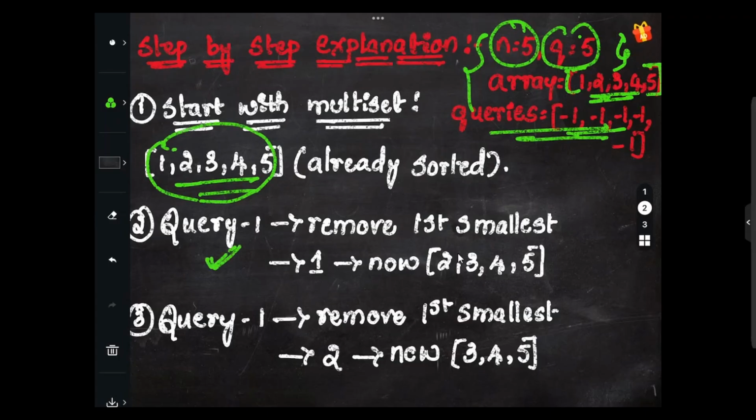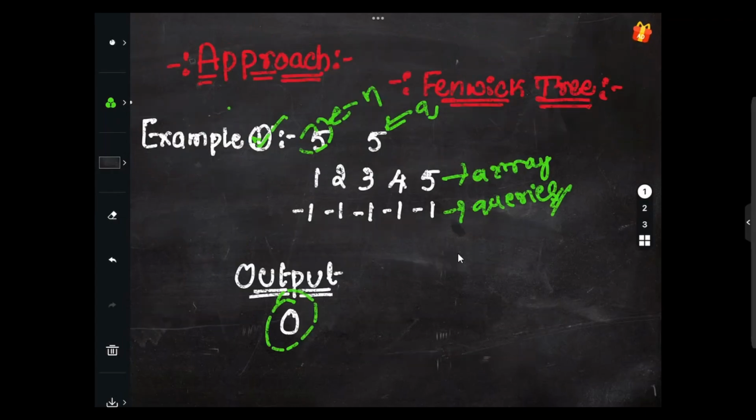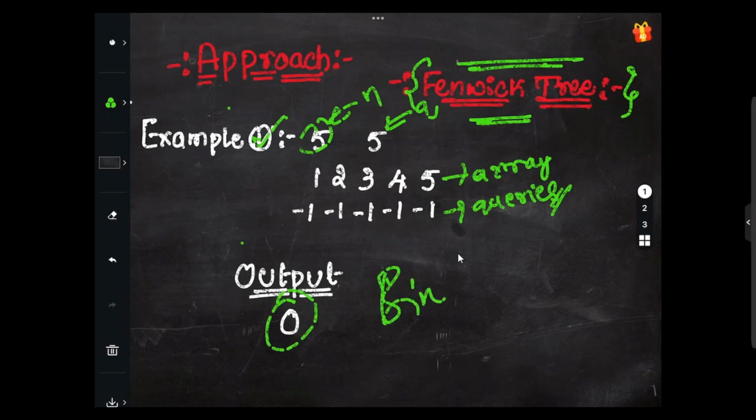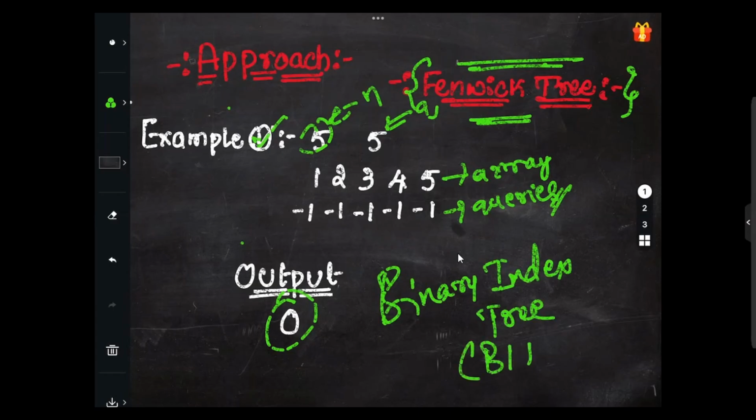So let's move on with the query. Query 1, nothing but 1 we have, right? First, we will remove the first smallest. But before moving on with the first query, I want to tell you one thing: we will be making use of the Fenwick tree. Just keep this in mind. We will be making use of the Fenwick tree, or BIT, the binary indexed tree, to solve this problem, right?